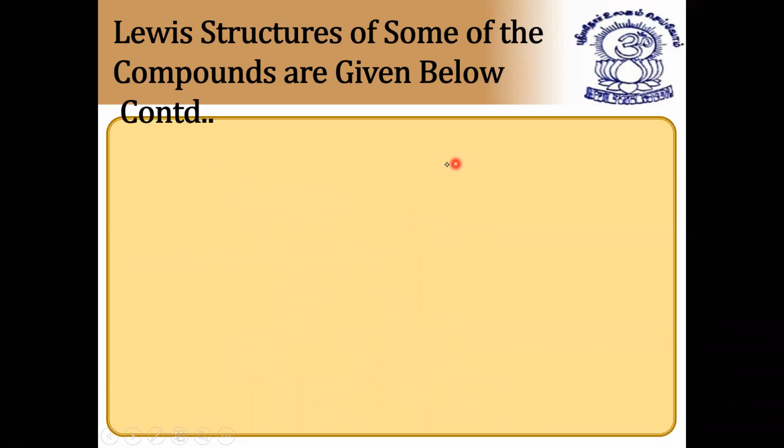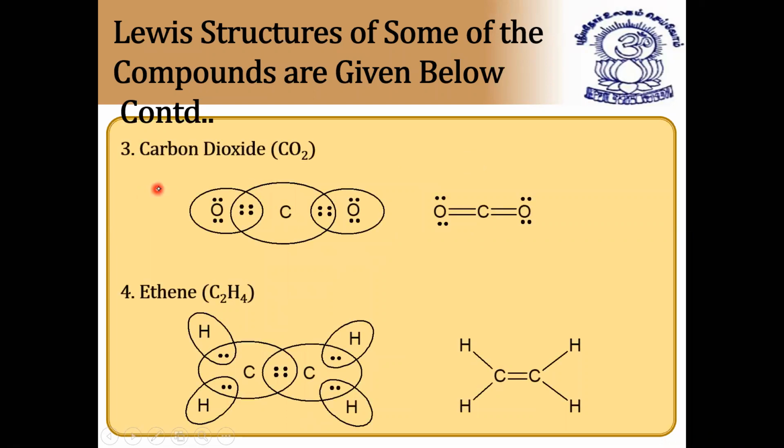Next, some more examples. Carbon dioxide. Let us consider carbon dioxide. Here you see this carbon is sharing 2 electrons. It becomes a double bond, meaning this oxygen is sharing 2 electrons and this carbon is also sharing, because oxygen requires 2 electrons and carbon requires 4 electrons. So from this side it gets 2 electrons, from this side it gets 2 electrons. So on the whole, carbon becomes stable.